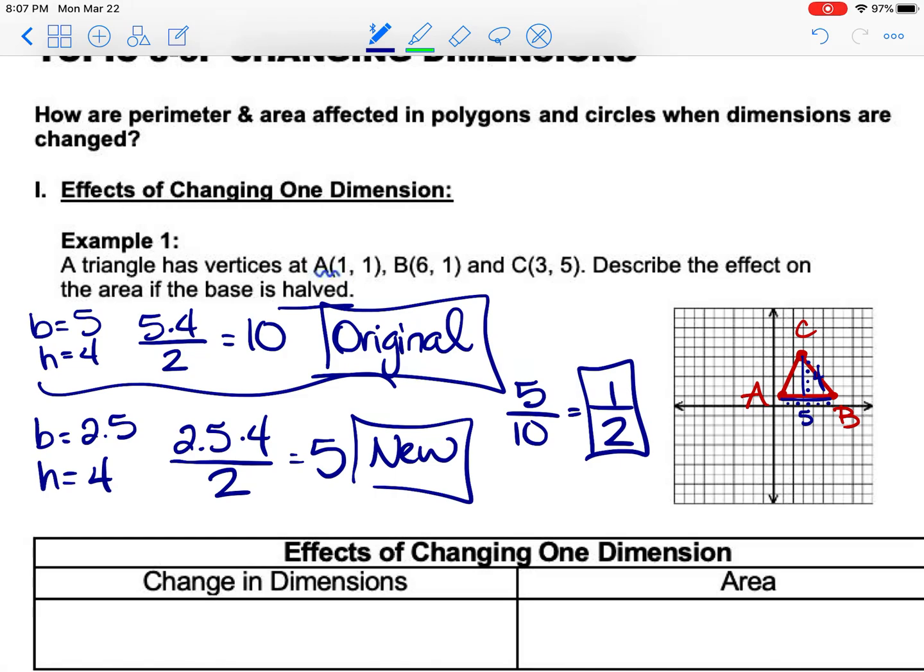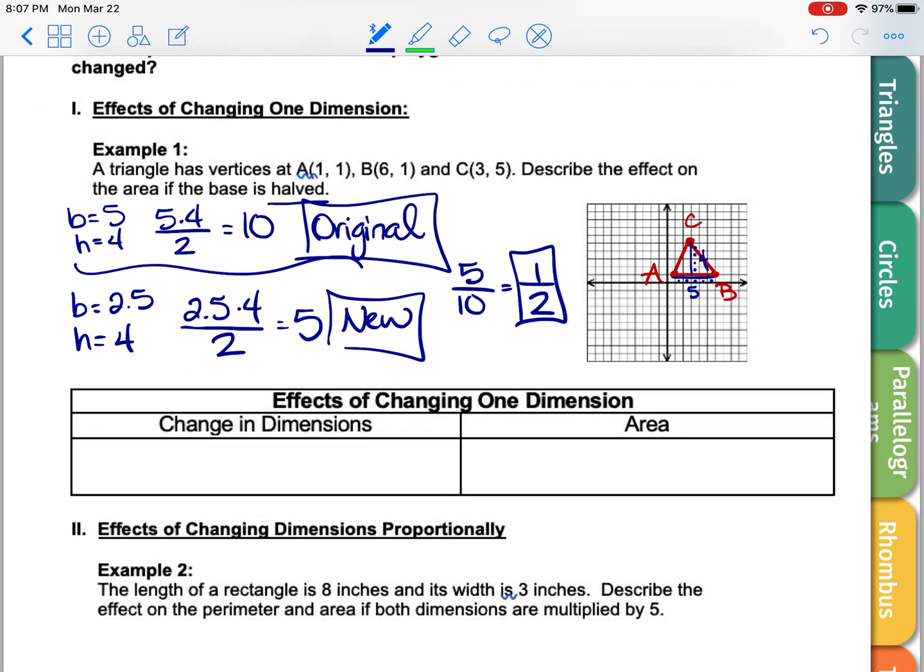So when you are changing only one dimension, right here I want you to write "dimension times factor." That means the area gets multiplied by that same factor. So we changed the base by 1/2, and the area was also changed by 1/2. So if you had known the original area was 10 and you knew that rule, you would automatically know that it was 5 because it was cut in half.